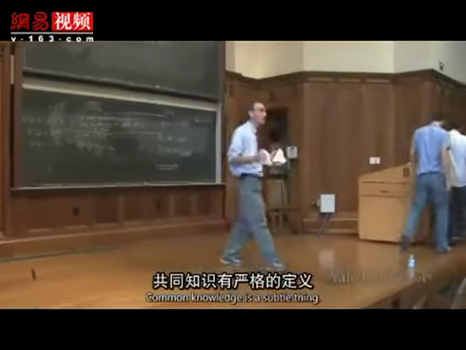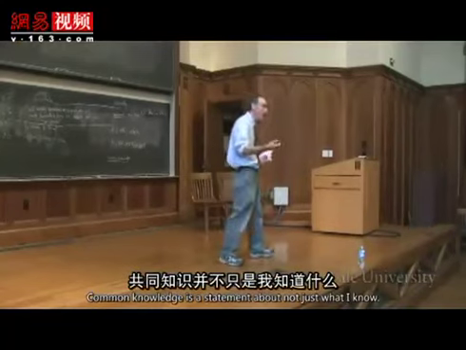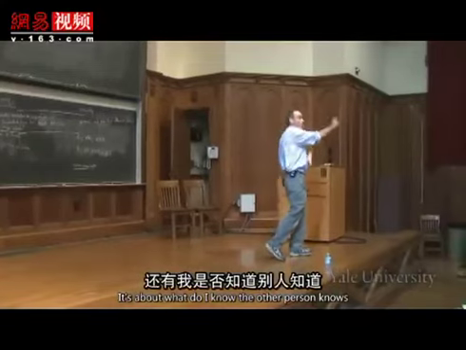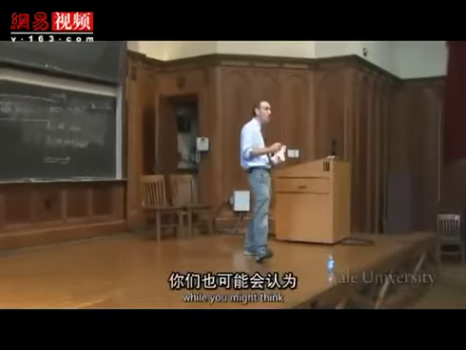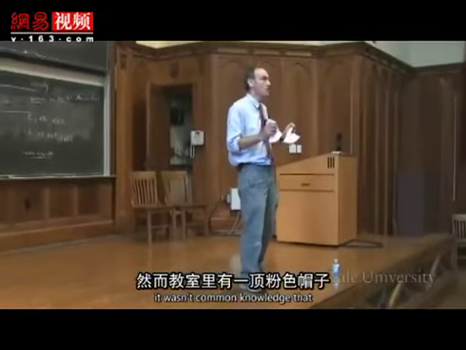Common knowledge is a subtle thing. Mutual knowledge doesn't imply common knowledge. Common knowledge is a statement about not what I know, it's about what I know the other person knows that I know, and so on and so forth. And even in this simple example, where you might think it's obviously common knowledge, it wasn't common knowledge that there was a pink hat in the room.